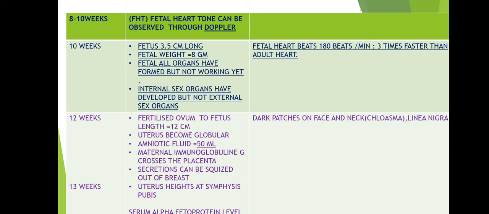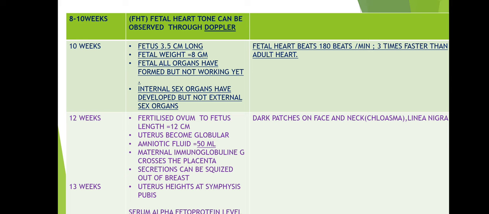That means 3 times faster than adult. At 12 weeks, fertilized ovum to fetus length 12 centimeter. Uterus become globular, amniotic fluid 50 ml. And you should know the fluid index, means the volume of the amnion according to the weeks of the pregnancy. At 12 weeks it is 50 ml. At 20 weeks it is 400 ml, and at 36 to 38 weeks it is 1 liter, that is 1000 ml.